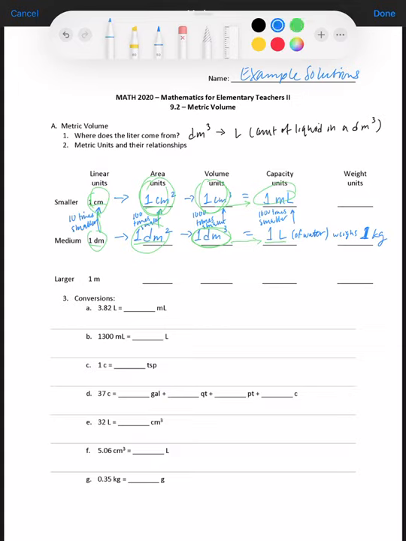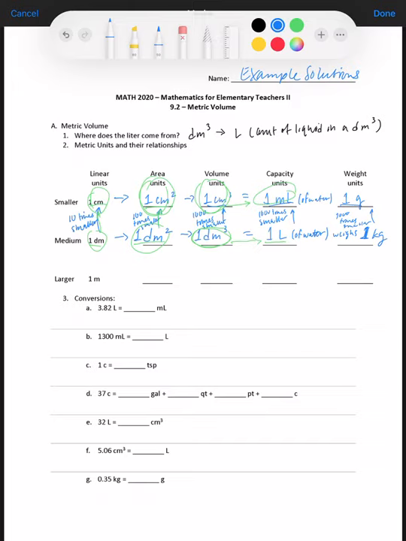And the weight for this: how much does 1 milliliter of water weigh? Well, we take our kilogram and we divide that by 1,000 as well. 1 kilogram divided by 1,000 is going to be 1 gram. So a new relationship here for this section is that a centimeter cubed is equal to a milliliter of water, which weighs 1 gram.